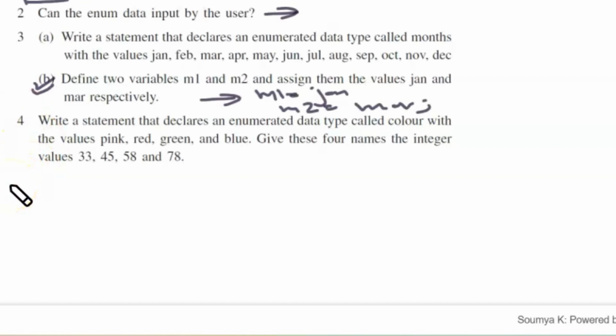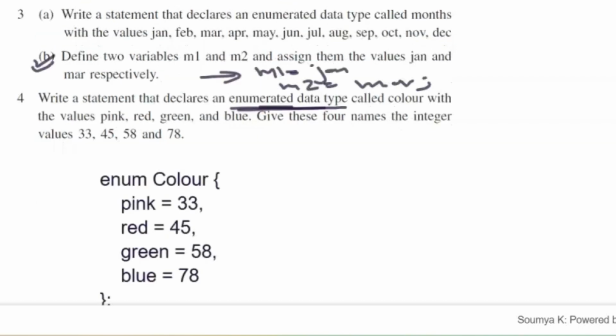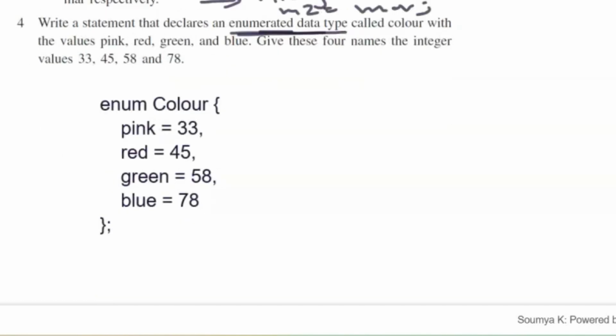Next one is, write a statement that declares an enumerated data type called color with the values pink, red, green, and blue. Give these four names the integer values 33, 45, 58, and 78 respectively. Let's see. You can assign this in this format. The keyword enum is there, the name of the enumerated data type is available here, then the different values, exactly the values that have to be put you have to give here, and finish off the enumerated data type. This is the syntax. Okay, this is how you have to write the enumerated data type.